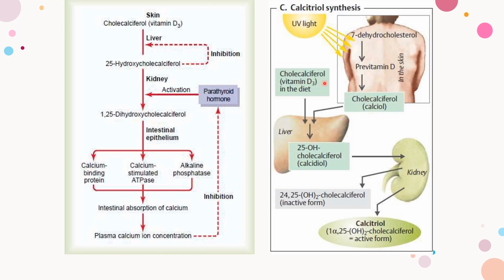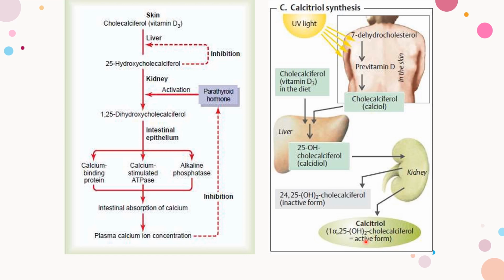So that cholecalciferol from the diet and from the skin enters into the liver. Here hydroxylation of cholecalciferol takes place, converting it to 25-hydroxycholecalciferol. This is calcidiol. And then in the kidney, one more hydroxylation takes place, that is at the position of 24, converting it to 24,25-dihydroxycholecalciferol. This is the inactive form.